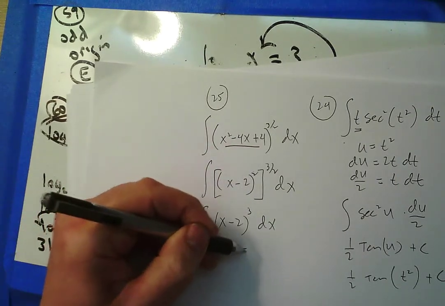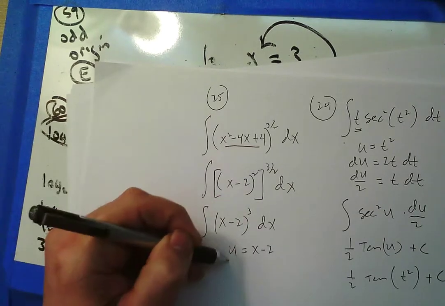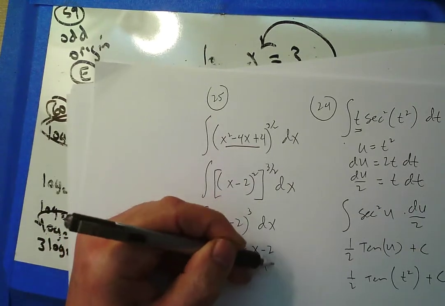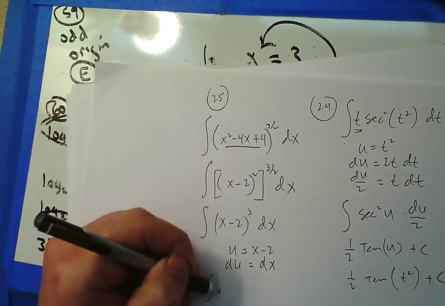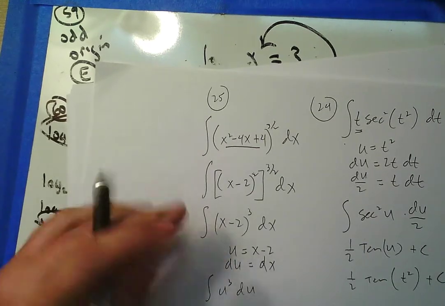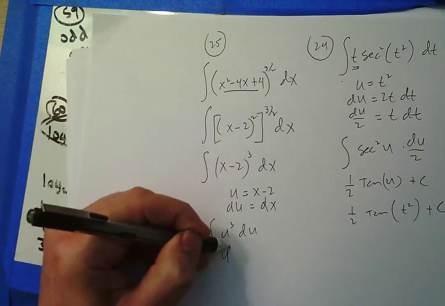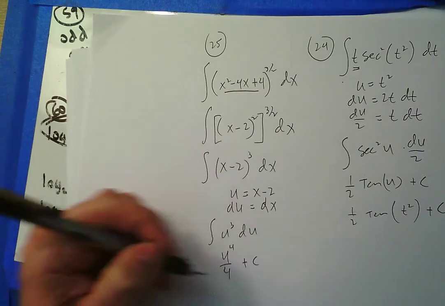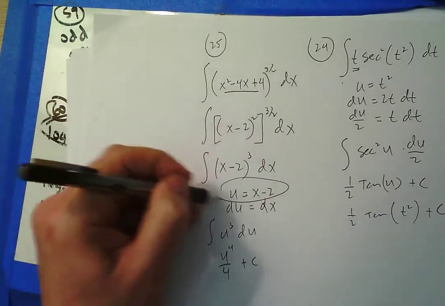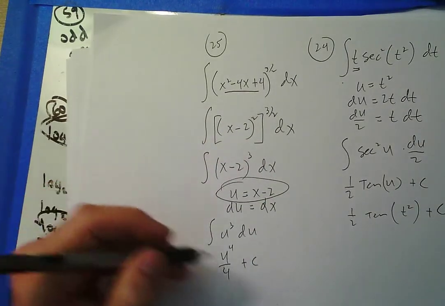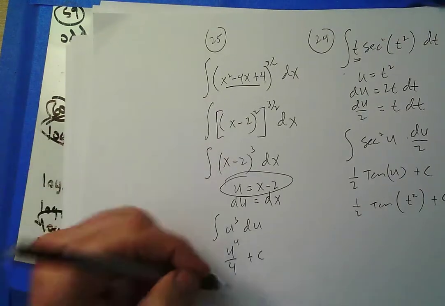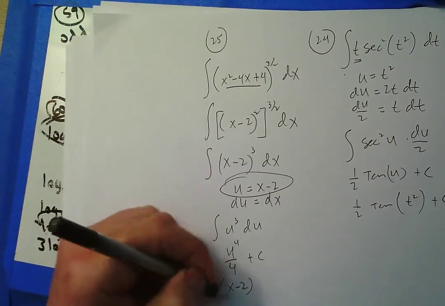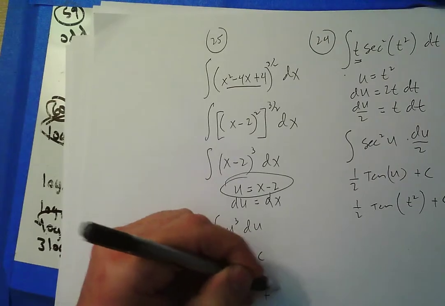If you want to do a u sub, I would make x minus 2 my u, so du equals dx. And so this is the integral of u to the third du, which would be u to the fourth over 4 plus c, or in our problem, since u is x minus 2, we would have x minus 2 to the fourth over 4 plus c.